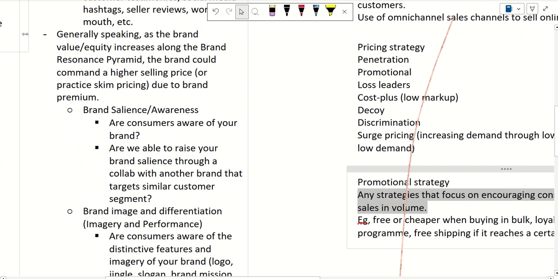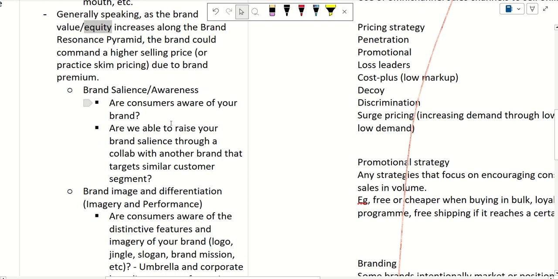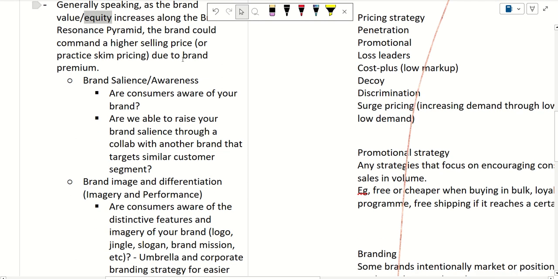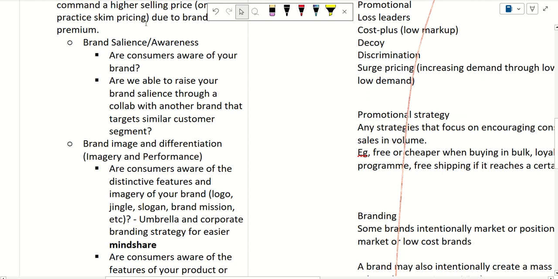All right. Generally speaking, brand value, another word for which is brand equity, actually increases upwards as you go upwards in the brand resonance pyramid. Please learn how to draw a brand resonance pyramid. It's highly important. And if you have a brand premium, of course, you can command premium pricing. So this is all to do with brand resonance.